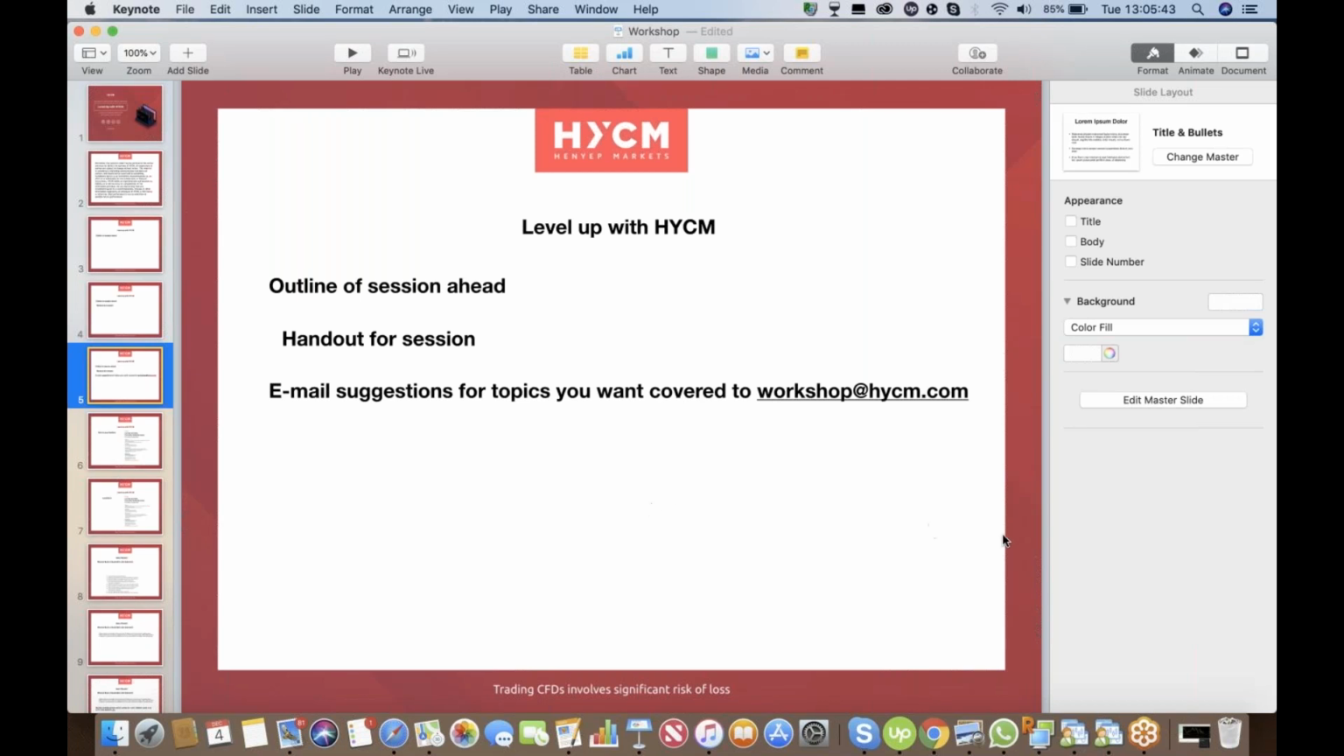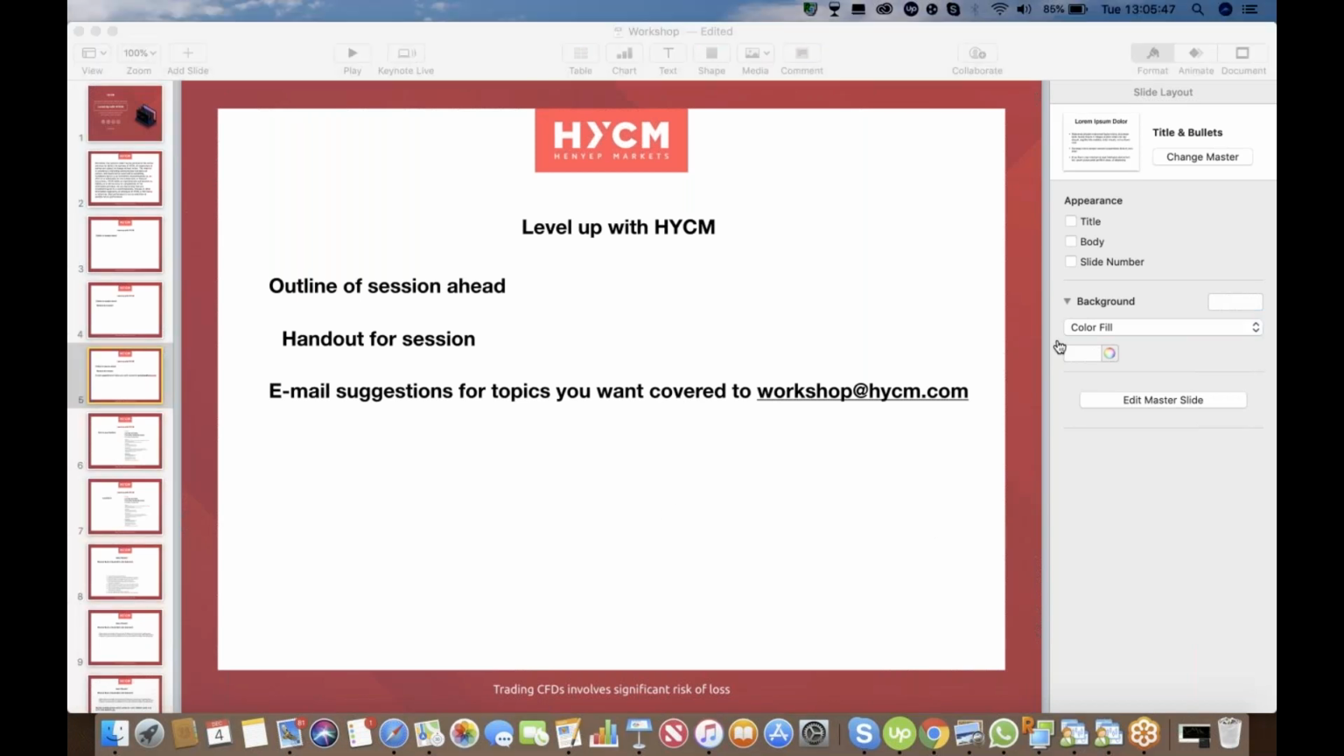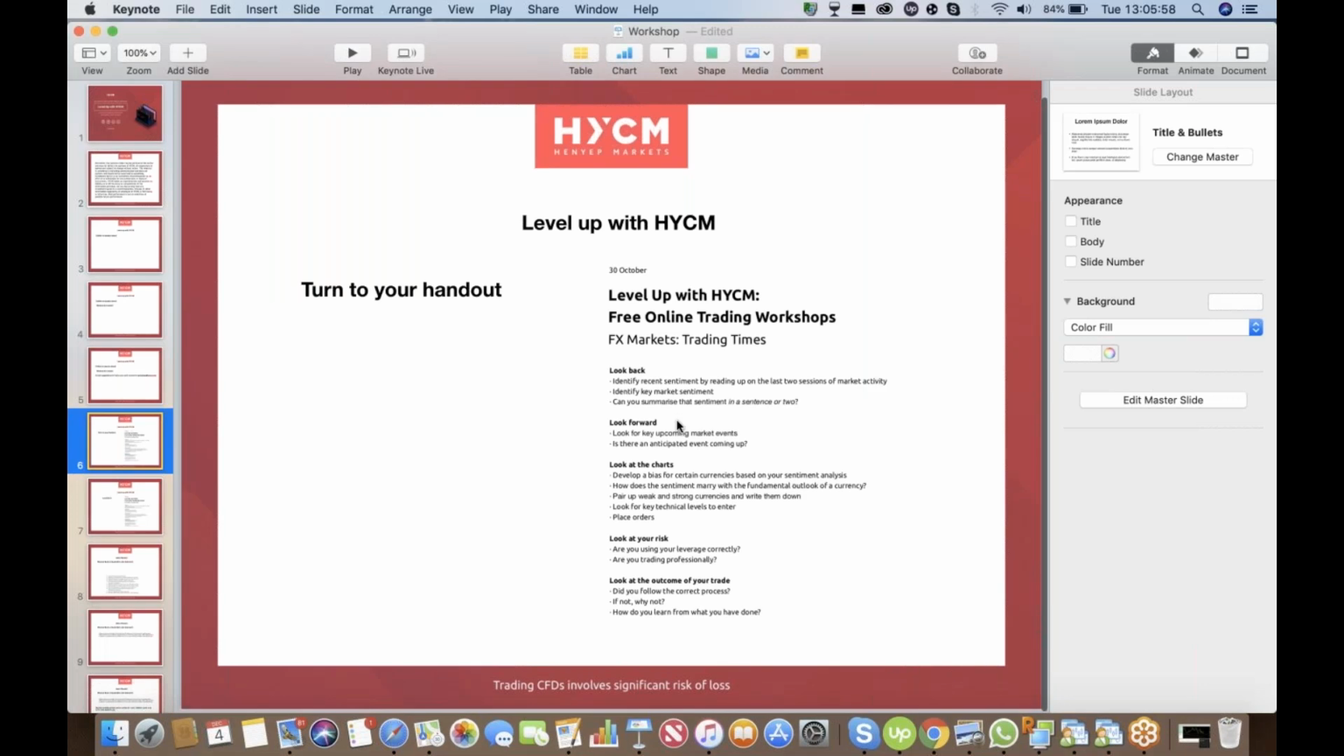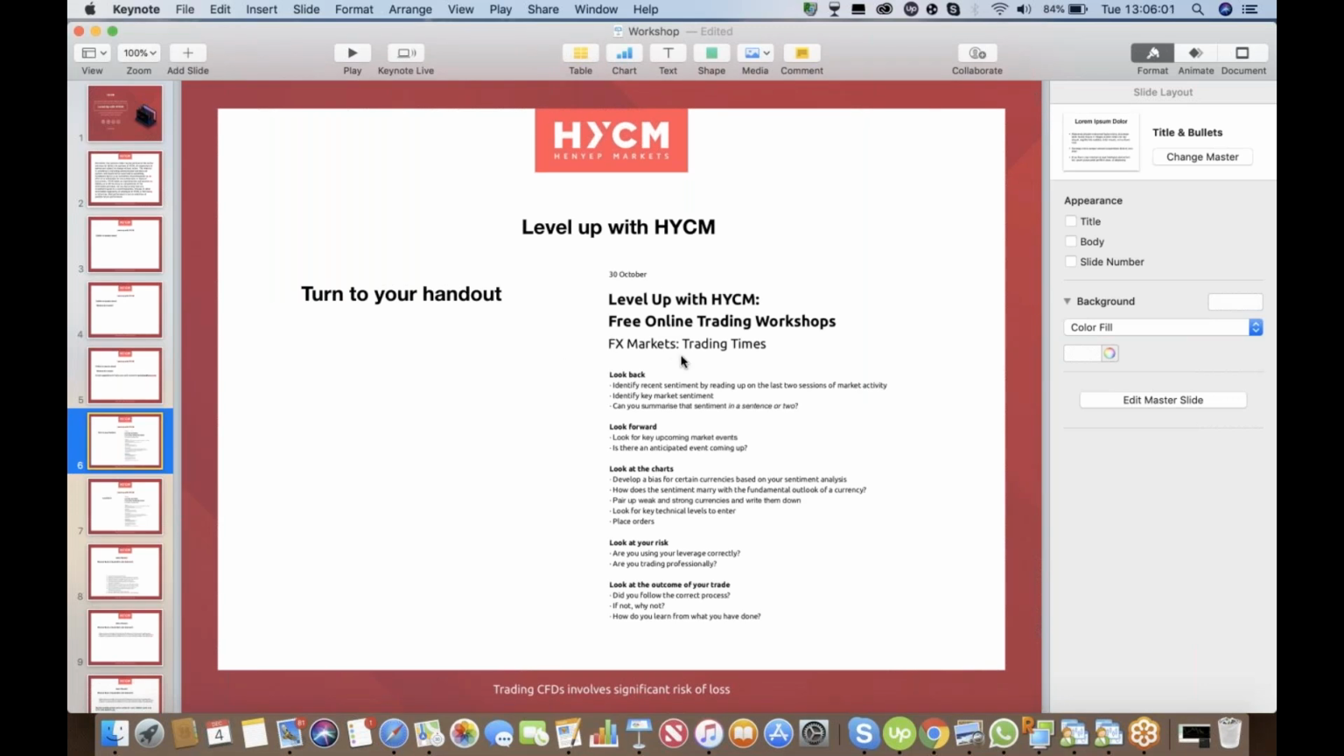Okay, so the first thing you need to do is have your handouts open. So if you want to go to your workshop guide and open it up, we're going to be looking at our first aspect as we look, and the workshop should look like this, and we're going to be looking back.